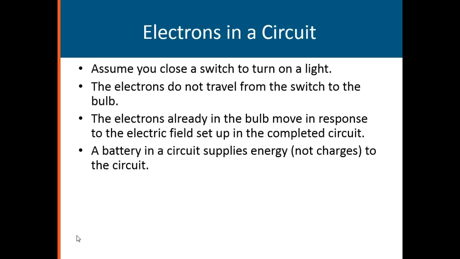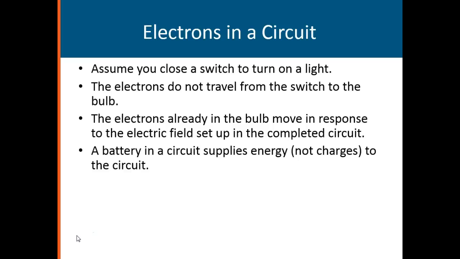So it's not the electron motion, it's the field being set up. Well, there's charges all in the wires and in the bulbs and everywhere else in the system. As soon as the field is set up, almost instantaneously, they all start moving at the same time. Those right there, those right there, those right there, and certainly those in here. So that's why the light comes on immediately, or close to immediately. Okay? The electrons already in the bulb are moving in response to the electric field set up on the completed circuit.